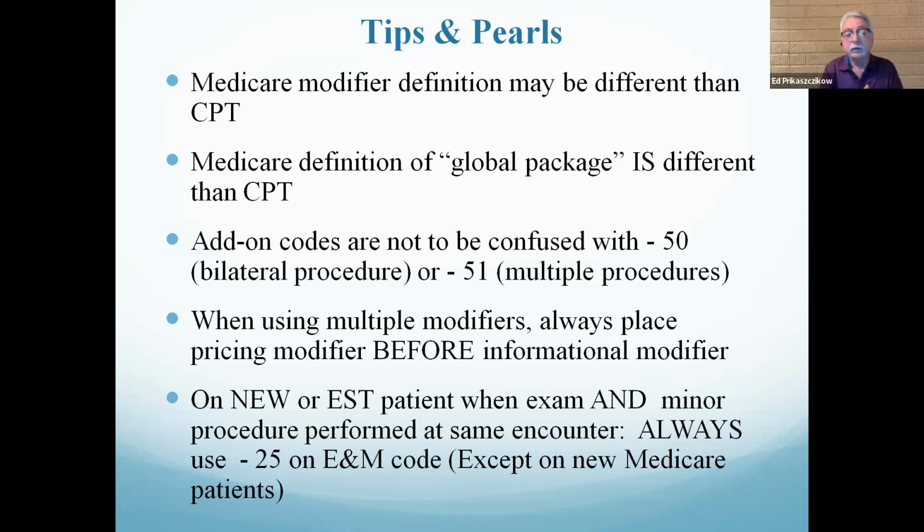And add-on codes are not to be confused with a bilateral procedure or the multiple procedure modifiers. And when using multiple modifiers, always put the pricing modifier before the informational modifier. Otherwise, your claim can get kicked out if they don't see that pricing modifier, like the -24, the -59.